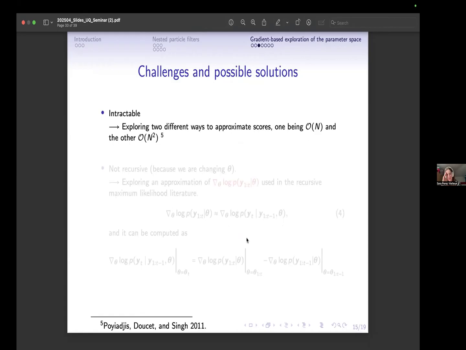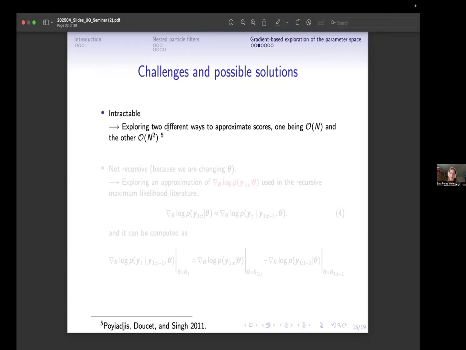So with respect to the intractability, we would use some type of approximate scores. There are two of them introduced in the Poyiadjis, Doucet paper in 2011, where they introduced two types. One that has complexity O(N), and the other one O(N squared).